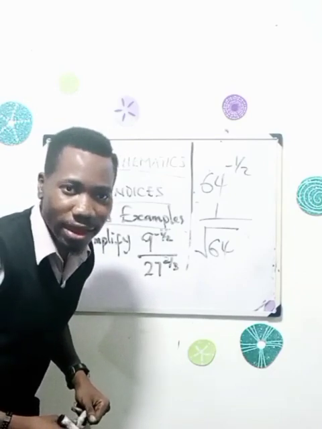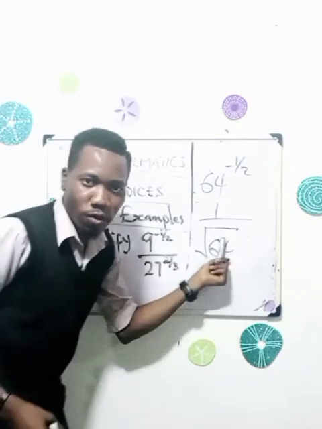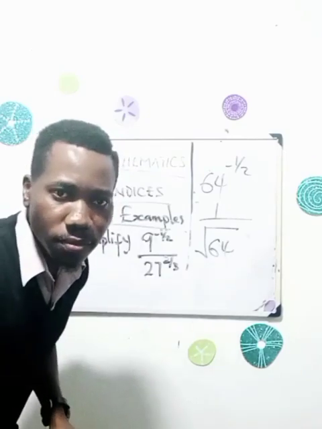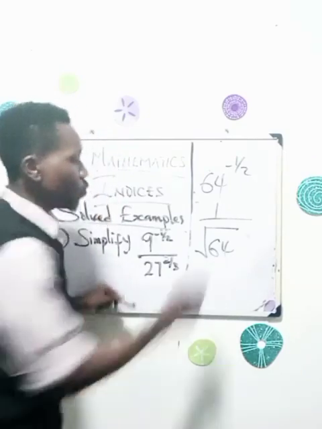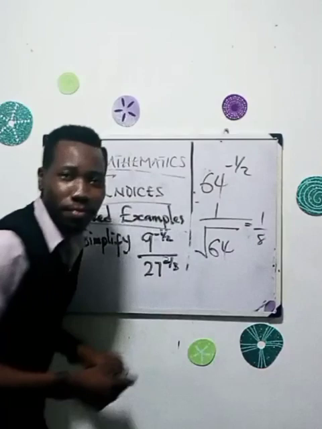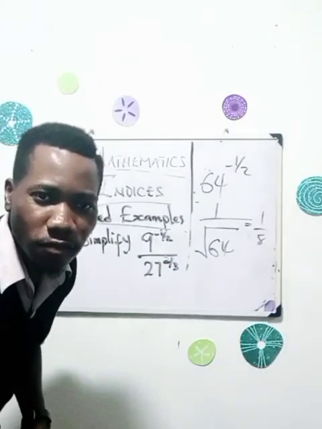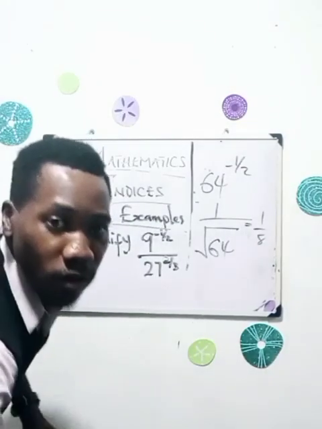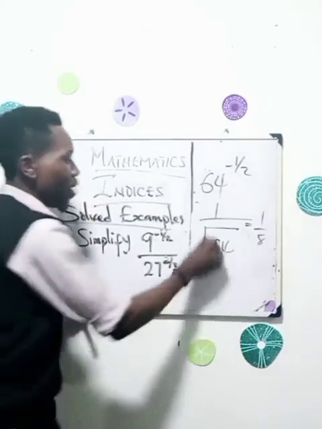Okay, I understand now, Aisha. So this is what you're supposed to have. So this will now give you what? 1 over 8. Just solve and let's move to the next question. Okay. So Aisha, I hope I've explained that.